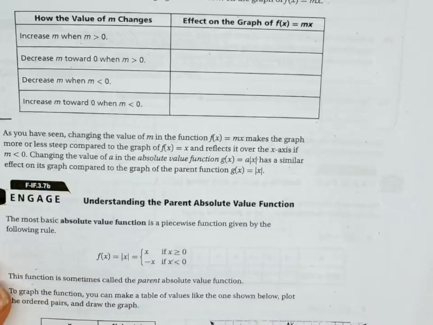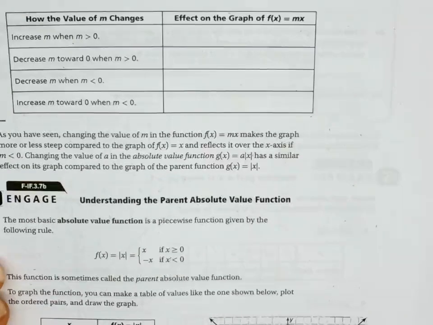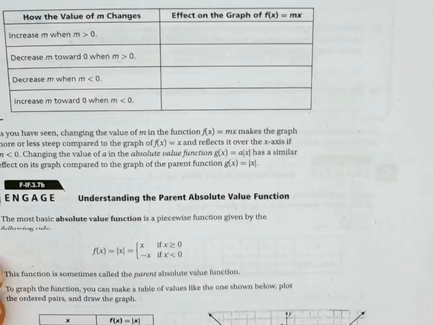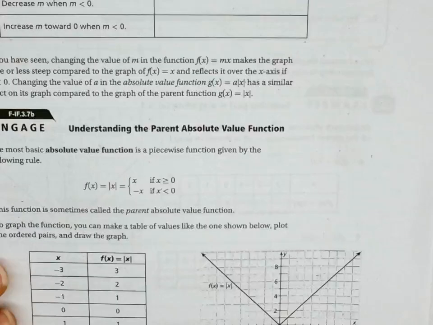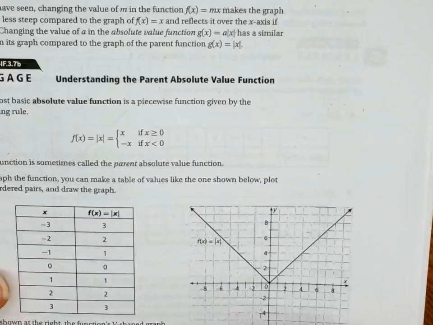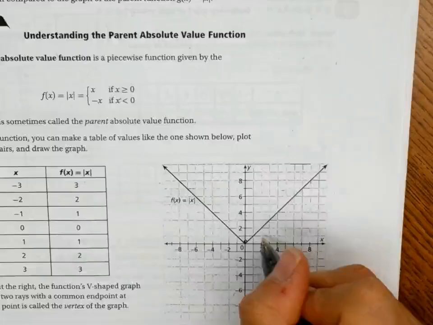So we're going to look at the parent absolute value function. If we are thinking about absolute value, the absolute value of 0 is 0. The absolute value of 1 is 1. The absolute value of negative 1 is 1. The absolute value of negative 10 is 10, and so on. So it always looks like this. It's always going to be a V. Okay?